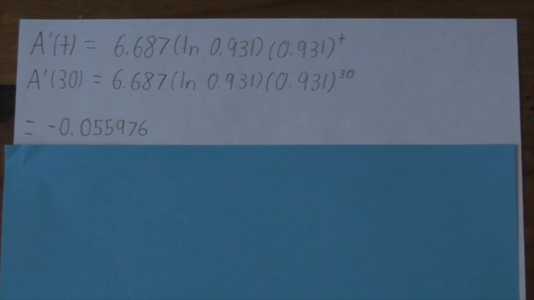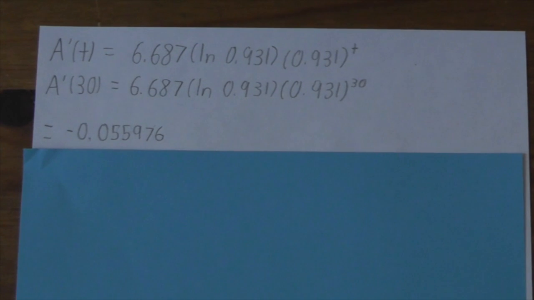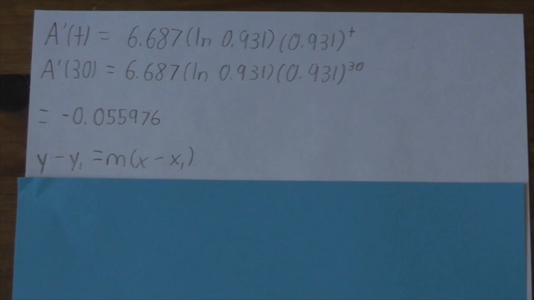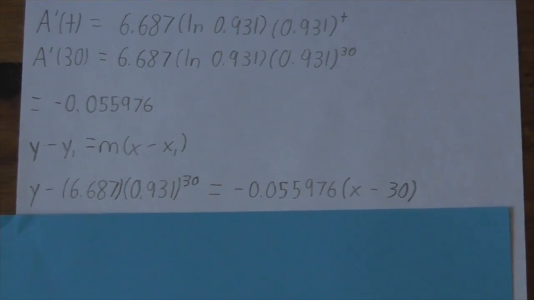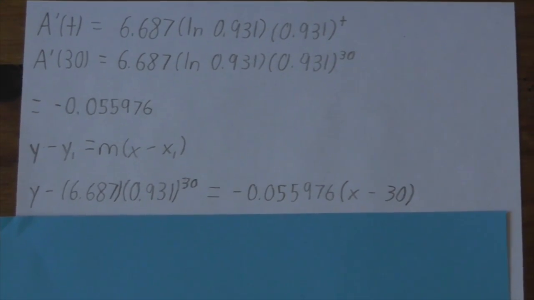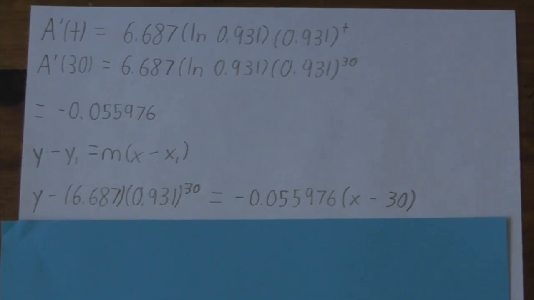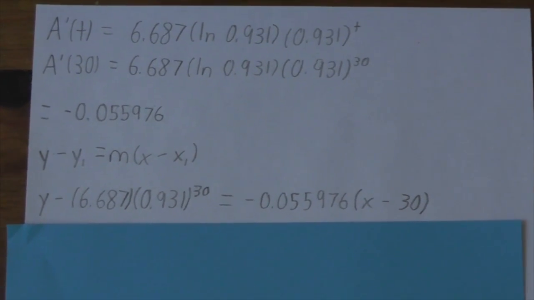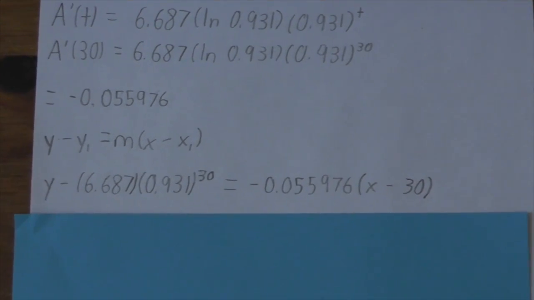0.055976. Now that we have found the slope of L of t, we can find the equation by using point-slope formula. We can substitute values for each variable. y1 is the y value at t equals 30 on the graph of a of t. m is the slope, which is the value we just found. And x1 is the x value for the point, which is 30. We can now calculate y1 and simplify the right-hand side by distributing.